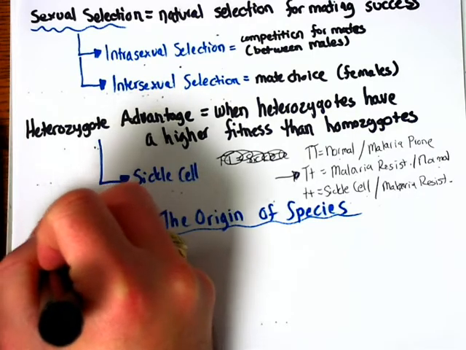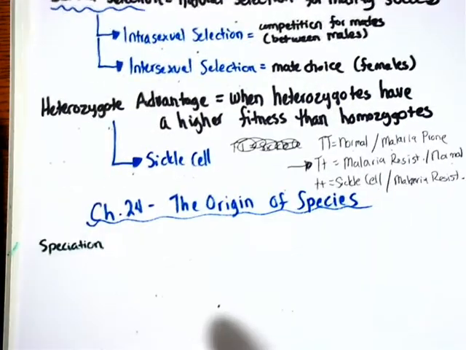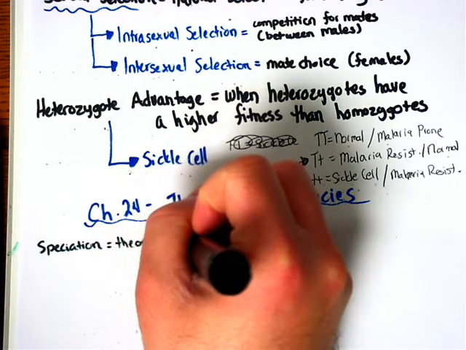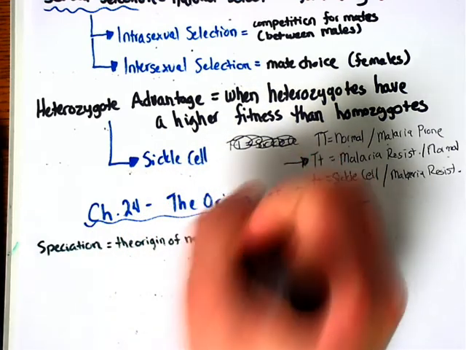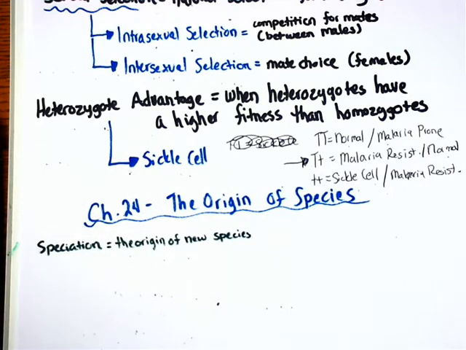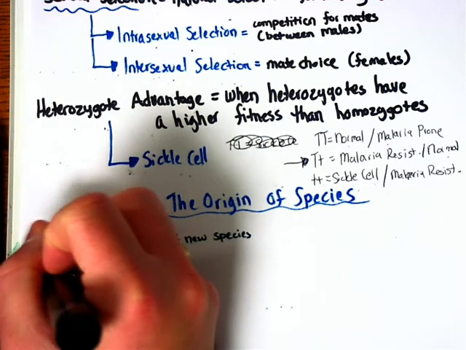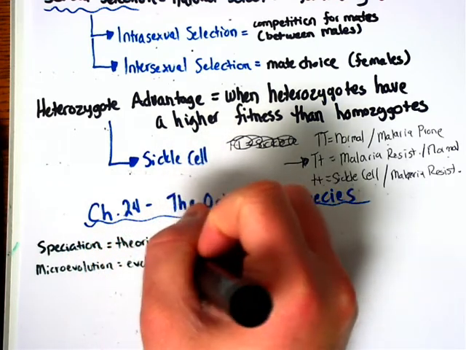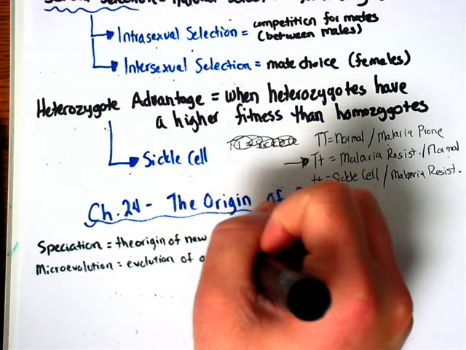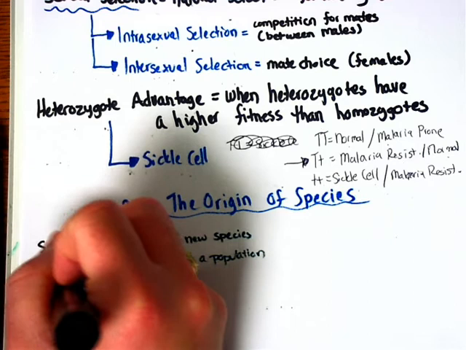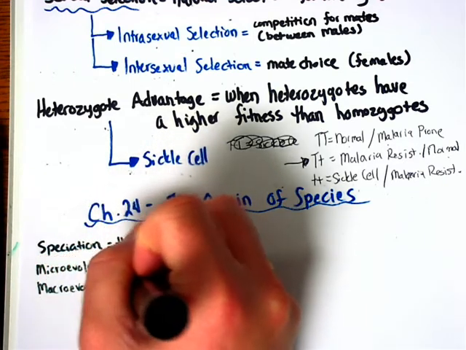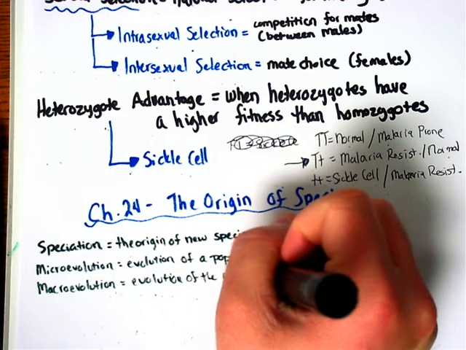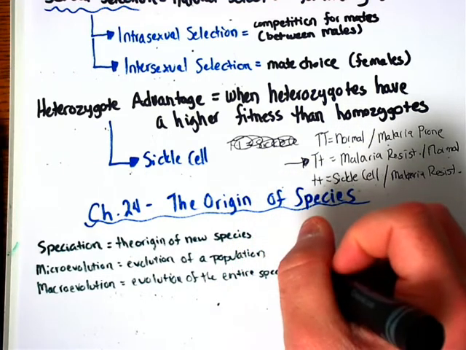Let's talk about the term speciation. Speciation is the origin of new species. So it would be the production of new species, right? And as we mentioned earlier, microevolution is when you have the evolution of a population. Whereas macroevolution would be the evolution of the entire species. This type of evolution would be one that we would see at a global level.